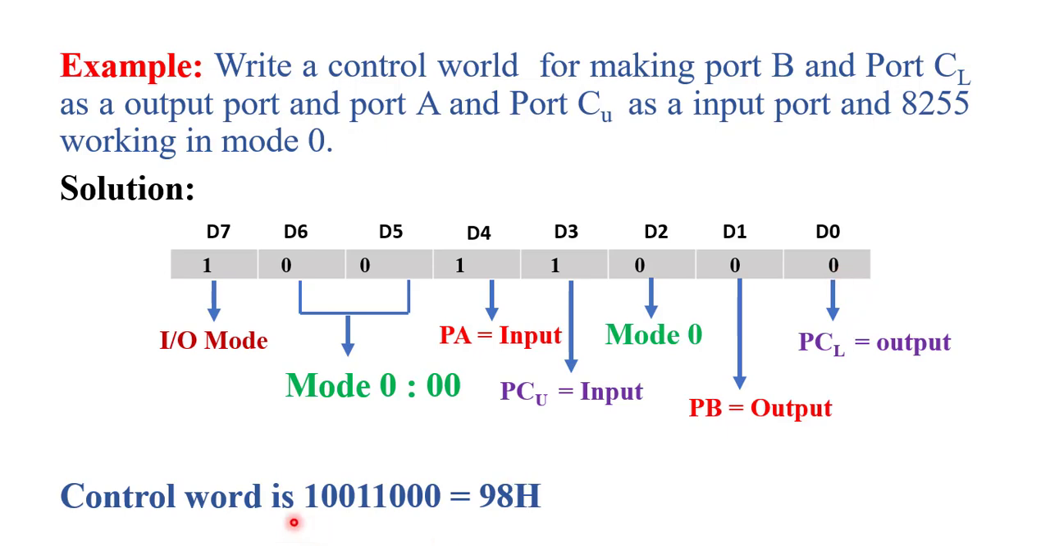When we combine this control word, it is 100 110 00. If we write this control word in hexadecimal form, it is 98H. This is the control word of 8255 mode 0. This type of example is asked in competitive exams as well as university examinations.